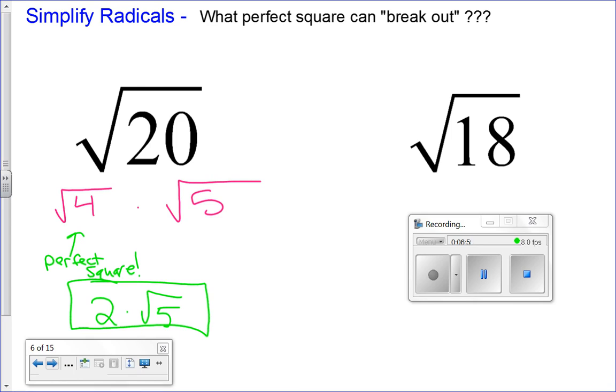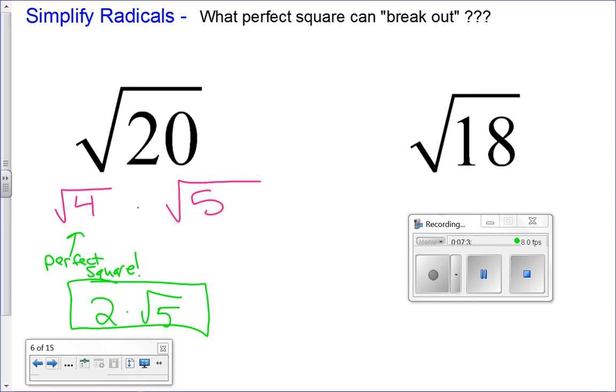Now a great way to check yourself to make sure you didn't mess up is to grab your calculator. Type in the square root of 20, see what it is as a decimal, 4.47, and then type in 2 times the square root of 5 and just make sure it is still 4.47. If these decimals don't match, you messed up something with your factoring and something with your simplifying, okay? So we don't need to write those 4.47s down. That was just a quick check to make sure we did everything okay.